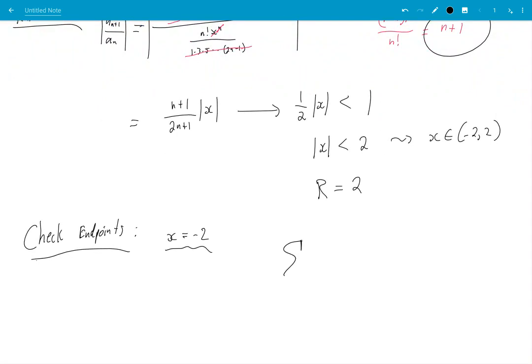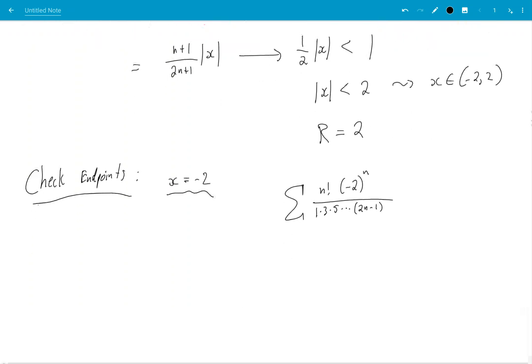So what do you get? You get summation n factorial minus 2 to the n all over this odd. It looks like a factorial on the bottom, but it is not. So you're skipping even numbers. Okay, so what do we get here? Simplifying. -1 to the n, n factorial 2 to the n over 1 times 3 times 5, 2n minus 1.